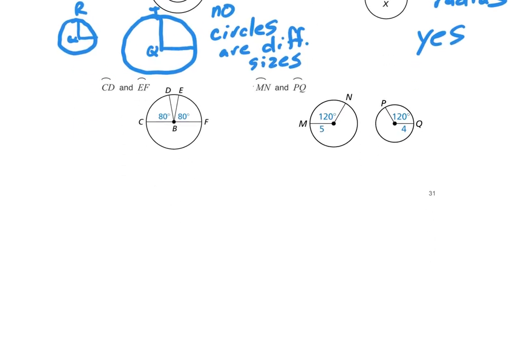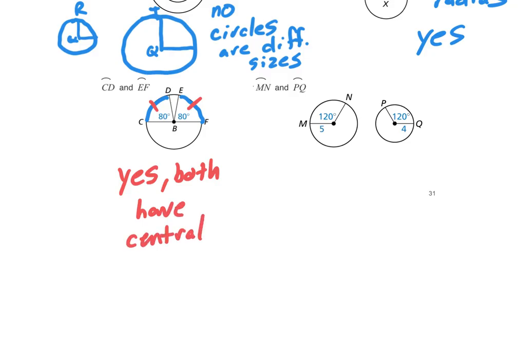Okay, down here. Are CD and EF congruent? What is the measure of the angle on the inside of both of those arcs? 80. So if they have the same angle measure on the inside, that means these two are congruent. So here we would say yes. They both have a central angle equal to 80 degrees.